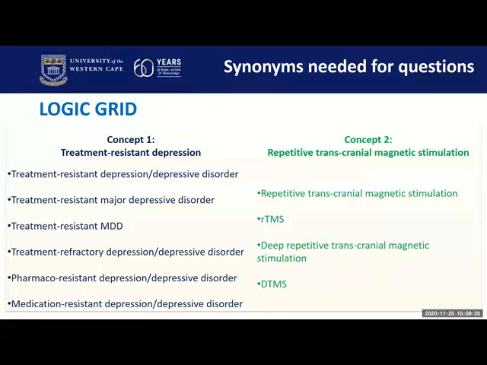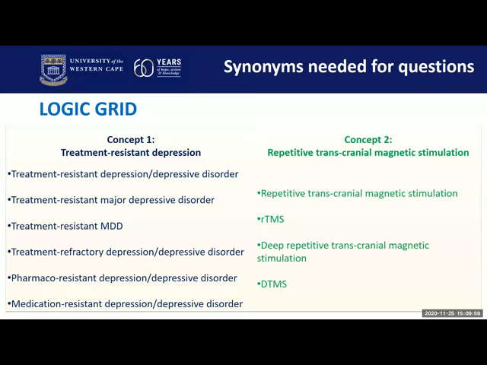We speak about a patient that has treatment-resistant depression. That's the first concept you've looked at, and it can be written in different ways. Some people refer to it as treatment-resistant depression. Some will refer to it as treatment-resistant depressive disorder. Some will refer to it as treatment-resistant major depressive disorder. Some will write it using an acronym and say treatment-resistant MDD, etc.